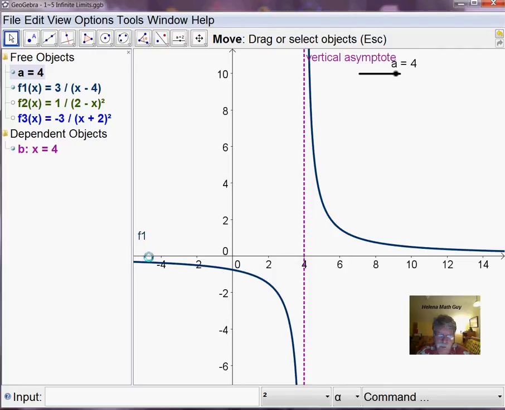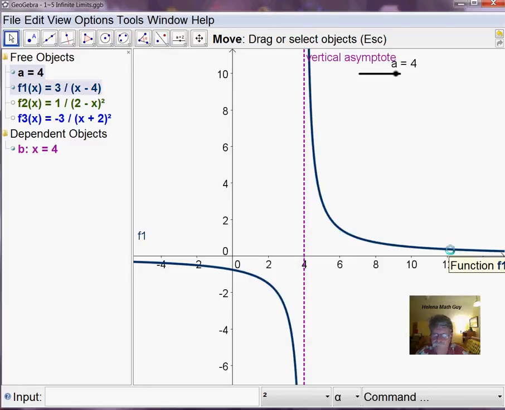So think about this. What is the value of this function, f1, this function right here, as x approaches 4, and I'm going to approach 4 from below. So I'm getting closer and closer. Ooh, look at that value. It looks like it's going to negative infinity, of course.